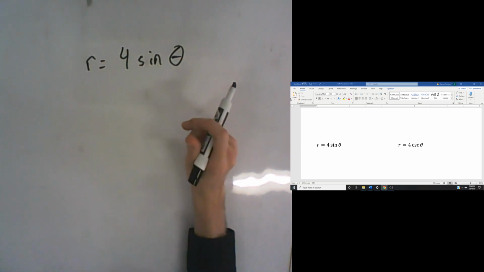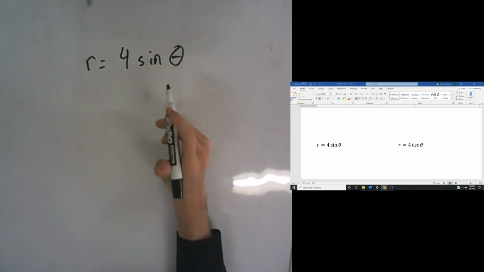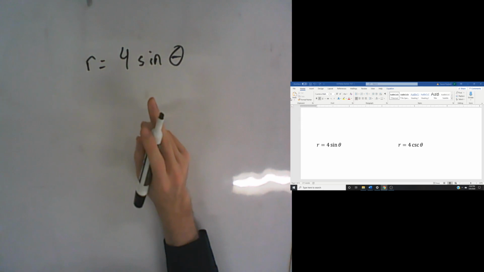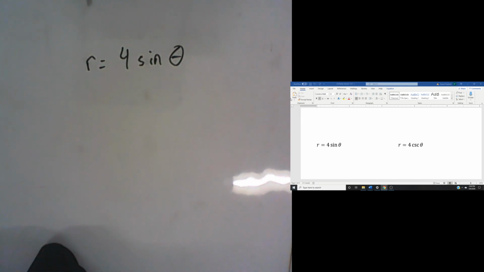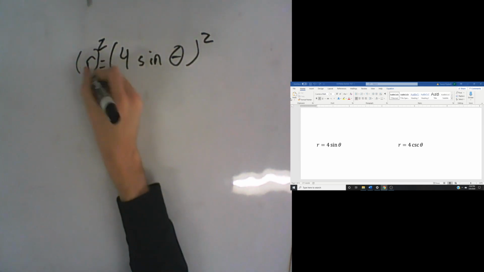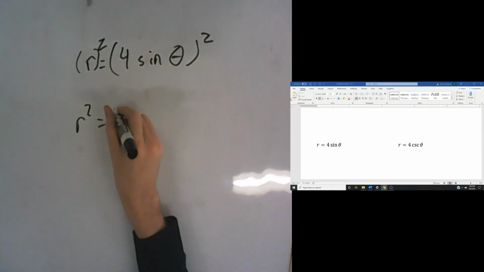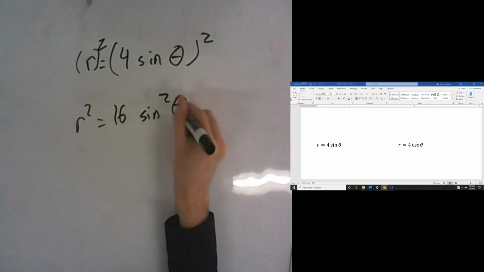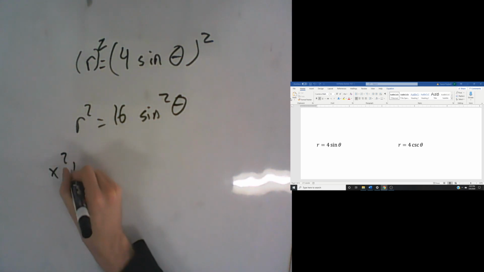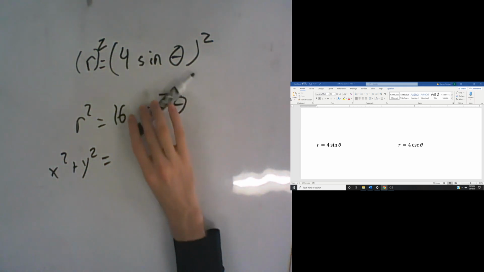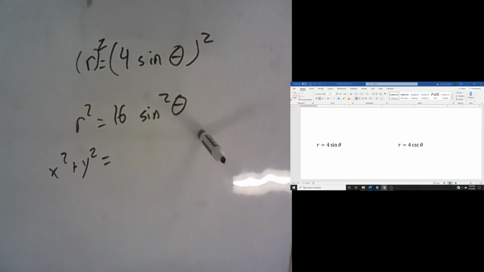Okay, so what do we do here? I'm going to square both sides. Why am I going to square both sides? Let me think. I think I should square both sides, because r squared equals 16 sine squared theta. Okay, r squared becomes x squared plus y squared. And 16 sine squared theta is the conundrum. Here's the conundrum.